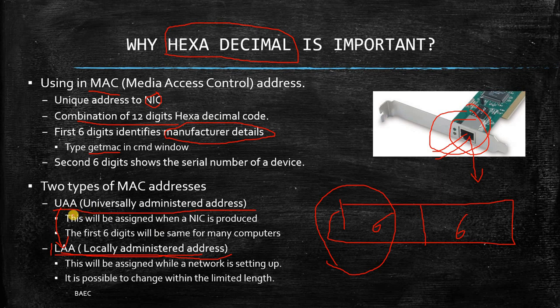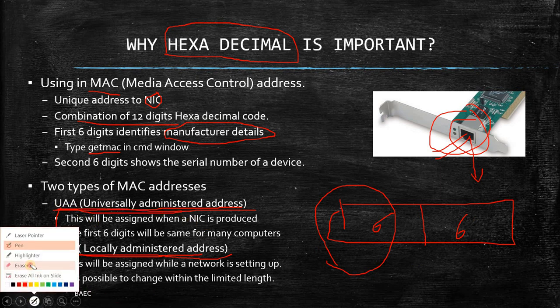At the same time, your home computer will have a NIC, right? So guess which kind of address will be allocated for your home computer? Obviously, that is a universally administered address. Very clear?